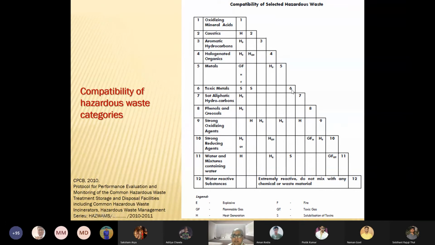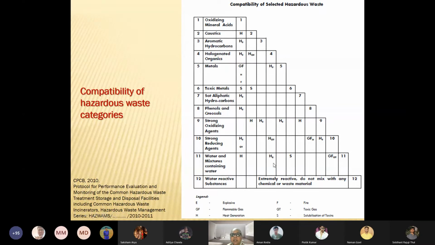So consulting a chart like this is absolutely essential to ensure that the outcome of mixing two types of waste is not going to be hazardous to the people who are doing this work or to the people around them.